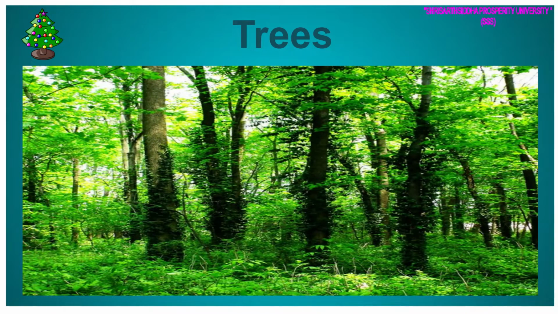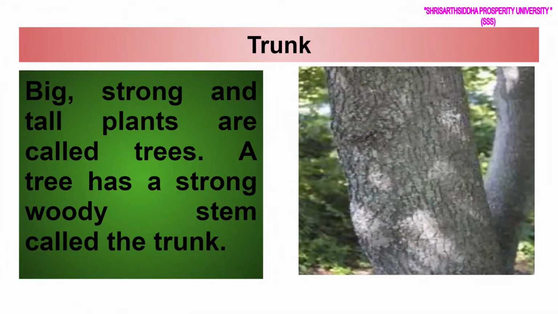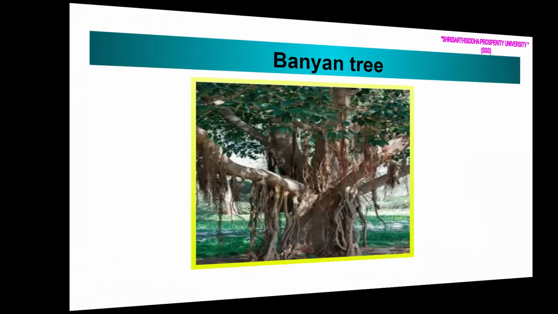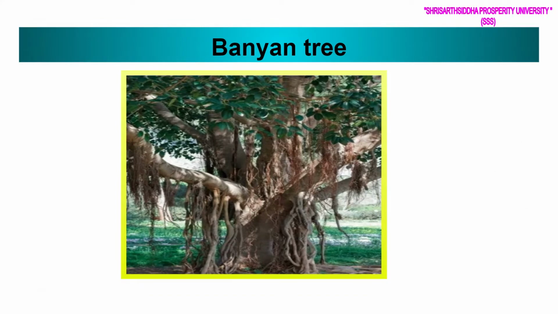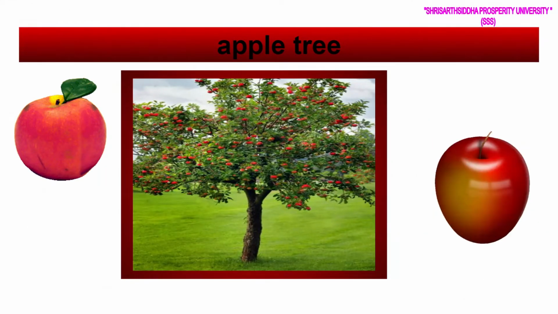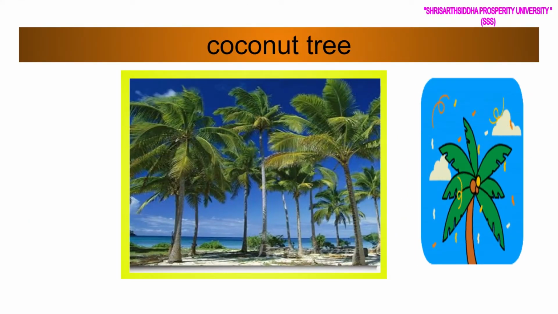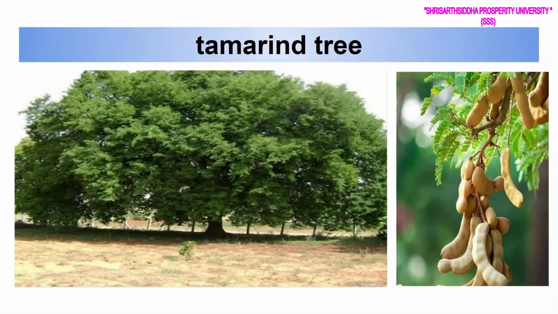Trees. Trunk. Big, strong, and tall plants are called trees. A tree has a strong woody stem called the trunk. Trees live for many years. Some examples of trees are banyan tree, apple tree, coconut tree, and tamarind tree.